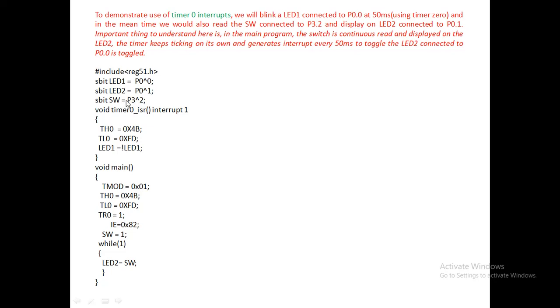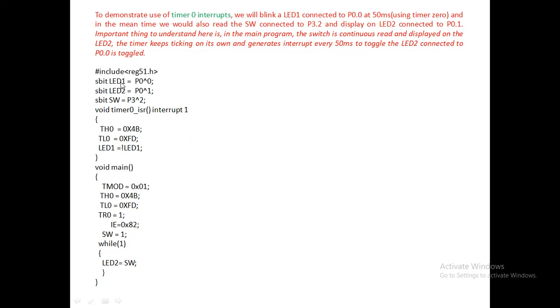So continuously monitoring this pin, if pin 3.2 is 0... LED 2 is connected to P0.1, so I assign LED 2 equal to switch. If the switch is 1, the LED is going to be on. If the switch is 0, the LED is going to be off. In parallel, I am going to generate the 50 millisecond delay with the help of timer 0 mode 1. So this is the program.